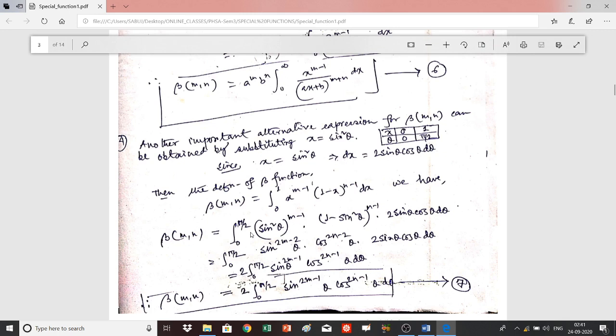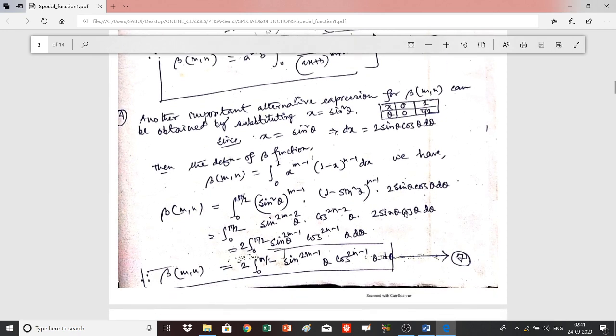So that will give you 0 to, and here are the limits of integration. Since x is equal to sine square theta, if x is equal to 0, sine square theta will give you 0, that means theta will be 0. And if x is equal to 1, sine square theta will be 1, that will give you theta is equal to pi by 2. So the limits are 0 to pi by 2. And then x to the power m minus 1, that is sine square theta to the power m minus 1, and then 1 minus x, that means 1 minus sine square theta to the power n minus 1. After that dx is there, 2 sine theta cos theta d theta.